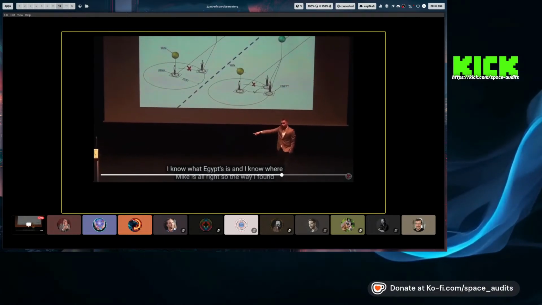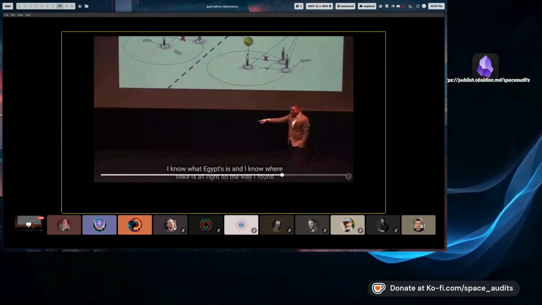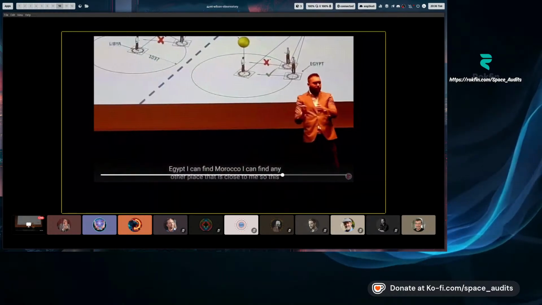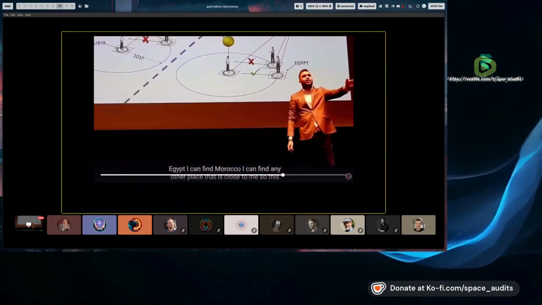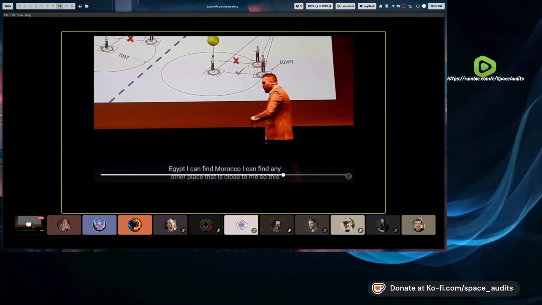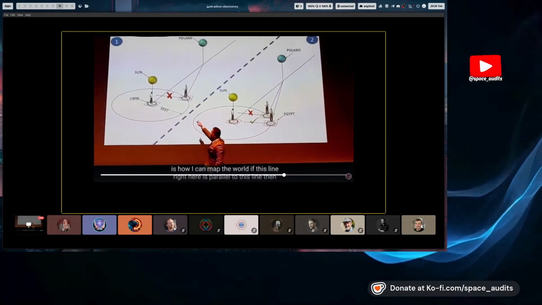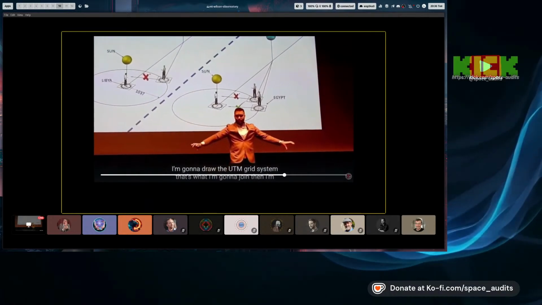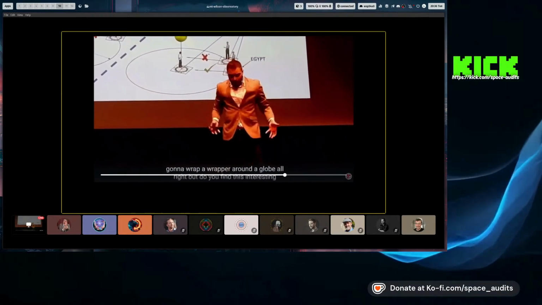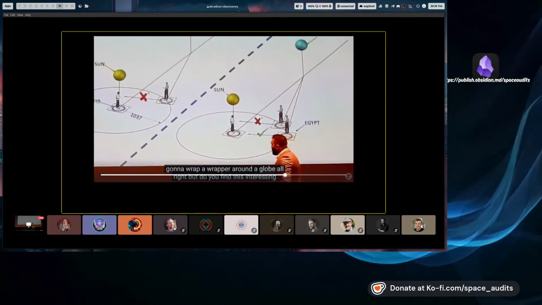Now I know where Egypt is, and I know where Mike is. All right? So the way I found Egypt, I can find Morocco. I can find any other place that is close to me. So this is how I can map the world. If this line right here is parallel to this line, then I'm going to draw the UTM grid system. That's what I'm going to draw. Then I'm going to wrap it around a globe.